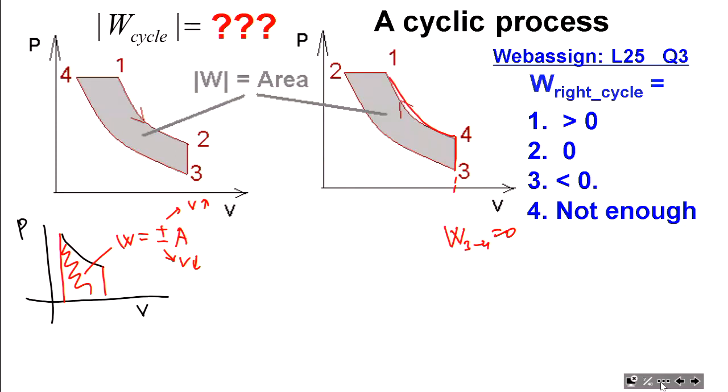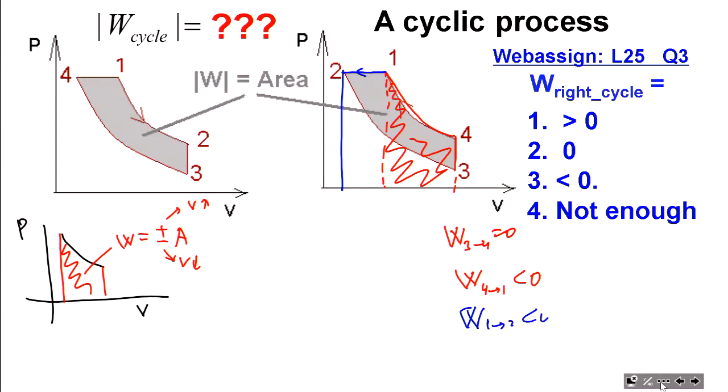For this process, we do some work. That work will be equal to the area of this red shape, but for 4 to 1, it also has to be negative because the volume decreases. Now here we have some work done, and the work done for this process from 1 to 2 also is negative because the volume also decreases.